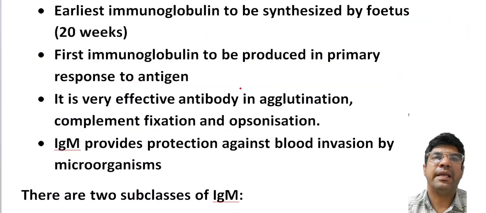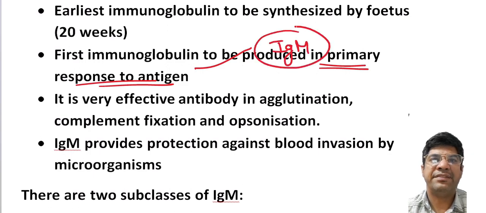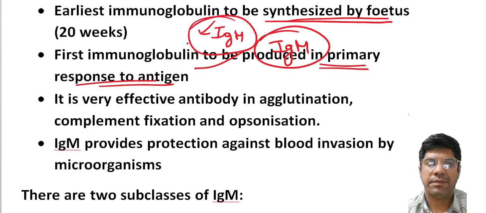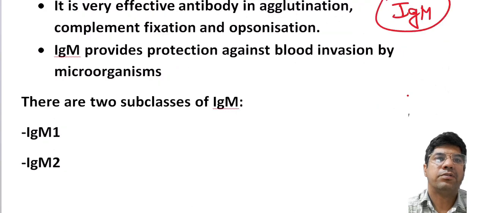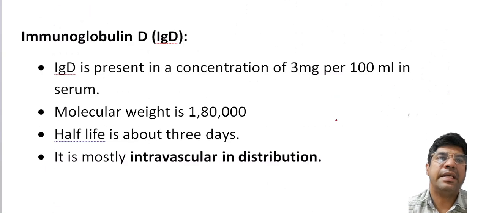So which immunoglobulin is produced in the primary response to antigen? It's the IgM. Which immunoglobulin is synthesized earliest by the fetus? It's the IgM. Which immunoglobulin is known as the millenary molecule? It's the IgM. IgM is significantly more effective than IgG in bacterial action, bacterial agglutination, and protection against blood invasion by microorganisms. There are two subclasses of IgM, IgM1 and 2.